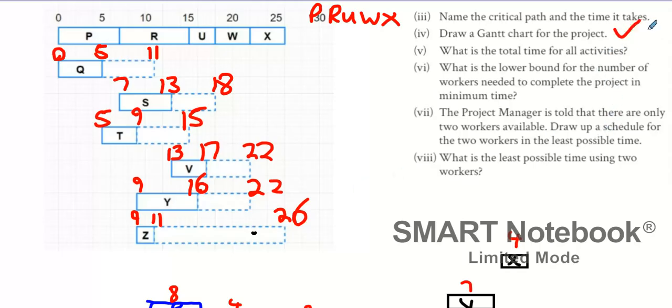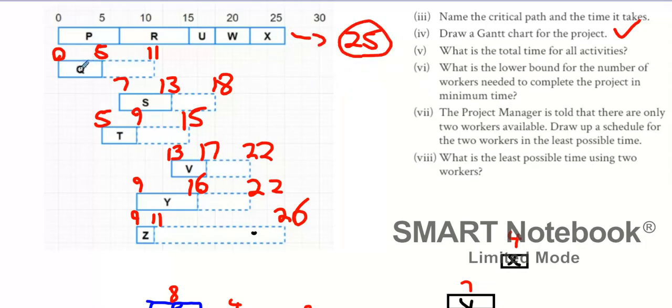Draw a Gantt chart. Done. Everybody see this here? That's the answer to question 4. Your Gantt chart. Done. Now, what's the total time for all the activities? So we're going to have to do what we did earlier. Now, we're going to have to add them all up, aren't we? Now, we can be a bit lazy here because P, R, U, W, and X all add to 25, don't they?